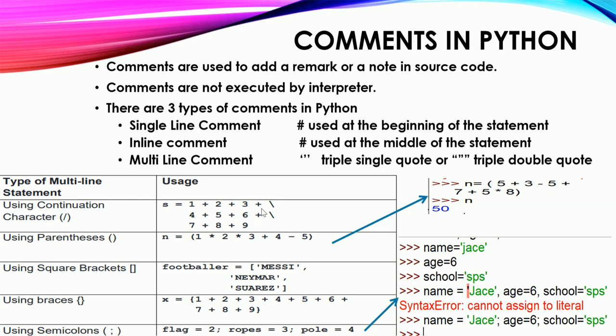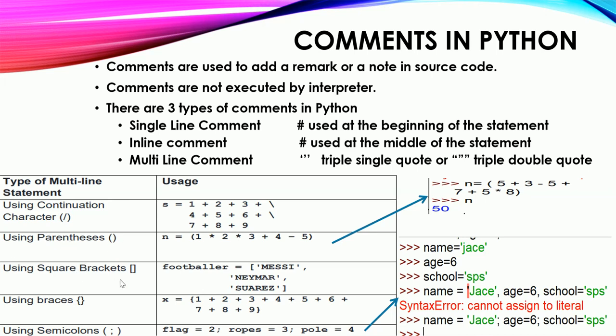Now let's see using parentheses. Here it is written as a single statement, but when executing, I write n equal to 5 plus 3 minus 5 plus 7 plus. After the plus sign I press enter and go to the next line. In the next line I write 7 plus 5 into 8. Then suppose I print the value of n. Now I am getting 50. So using parentheses is also possible.